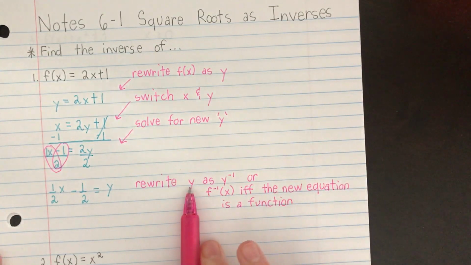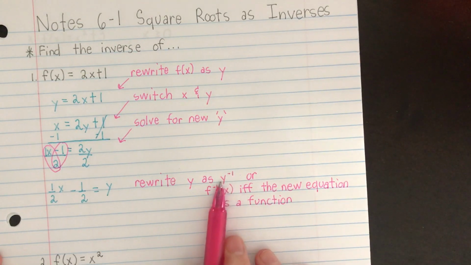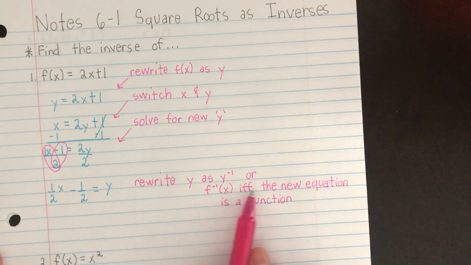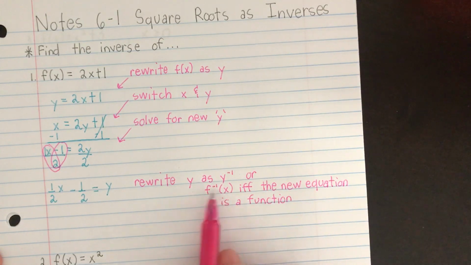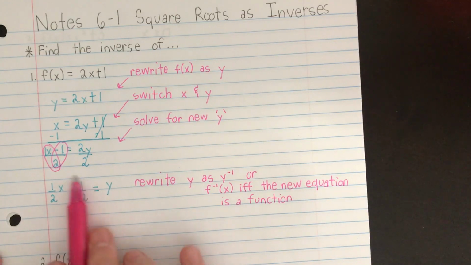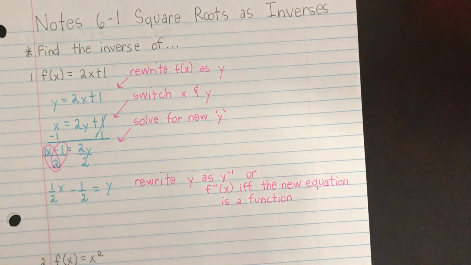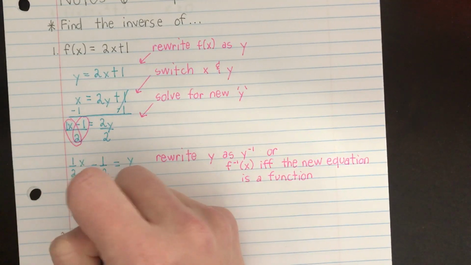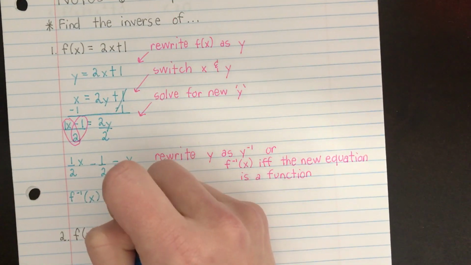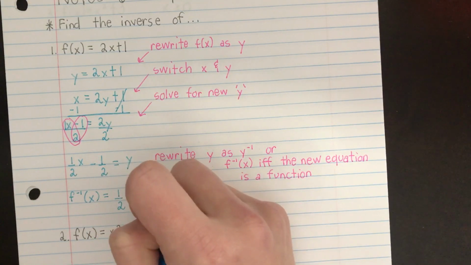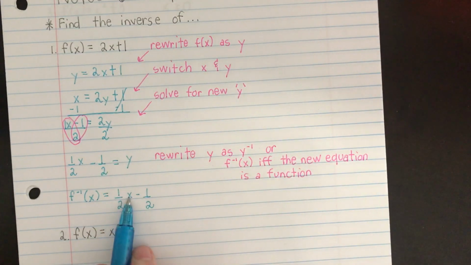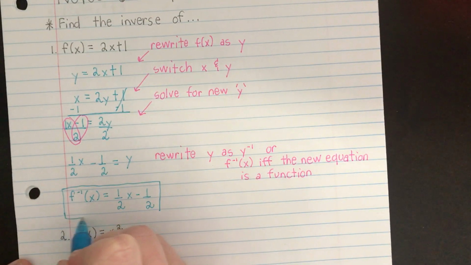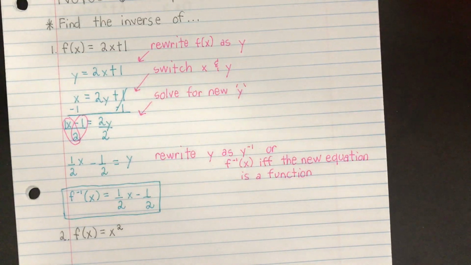So you'll rewrite y as y inverse, that means inverse equation, or as f inverse, meaning inverse function, but you'll only use this notation if the new equation is a function. And this is a linear function, so it is legal to go ahead and say f inverse. So inverse function equals 1/2 x minus 1/2. And again, don't forget that x is in the numerator, not in the denominator. Hopefully this is just a refresher for you and you remember this.